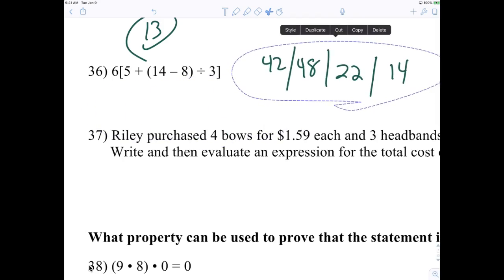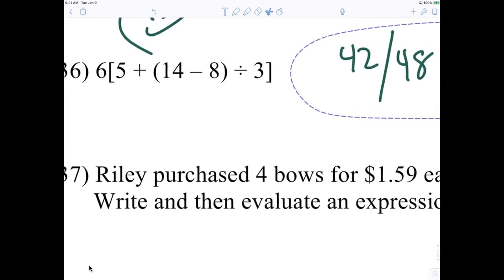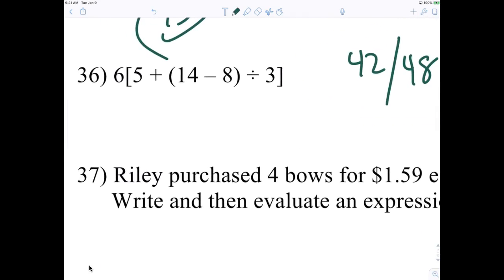So we've got to do the parentheses first, right? So what's the innermost parentheses? 14... what is that? 6. 6, right? And then there's a what? Divided by 3. Which is 2, right? And then there's a what? Plus 5. Which is? 7. 6 plus 7 is 42.